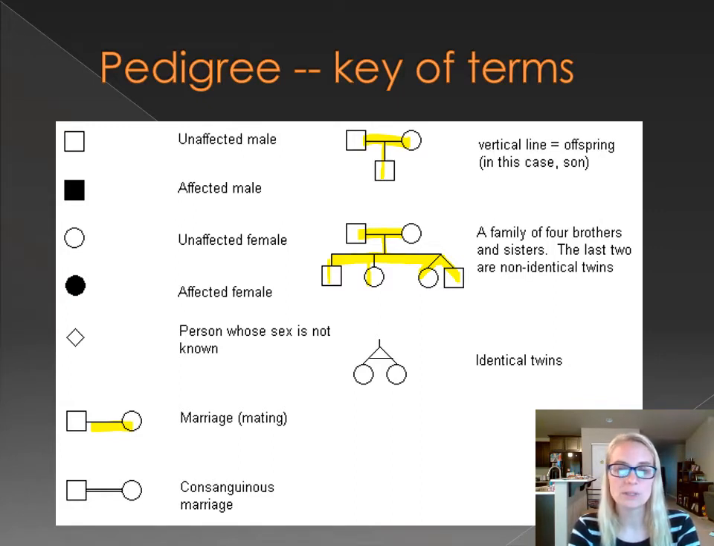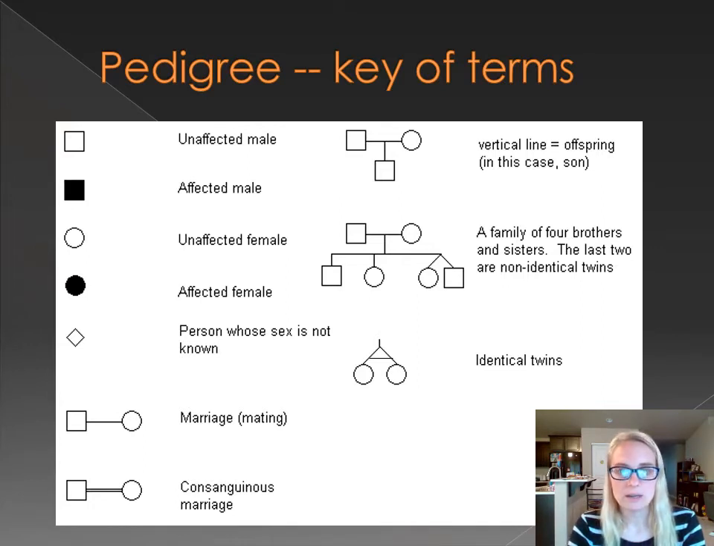If they were identical twins, they'd have to be the same sex, both boys or both girls, and usually there's a little horizontal line connecting those two branching bars. Now, down here, I didn't mention this double line. This is what's called a consanguineous marriage. You want to take a guess? I usually ask that question in class. Consanguineous means incestuous, or mating between two closely related individuals. That's not always a good thing because it increases the chance of recessive traits being expressed in the offspring.